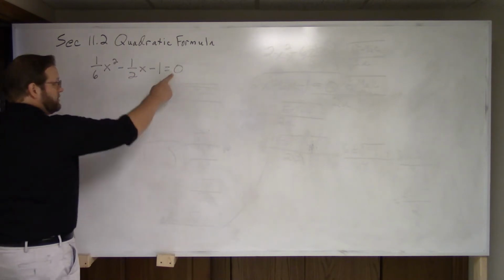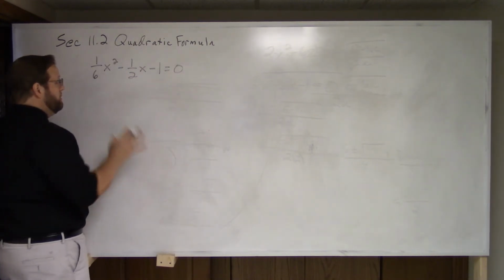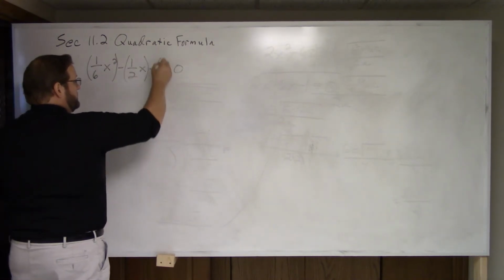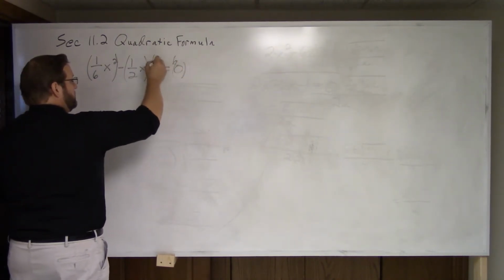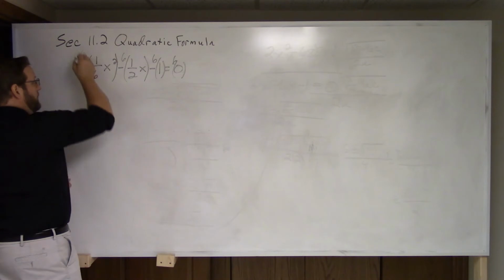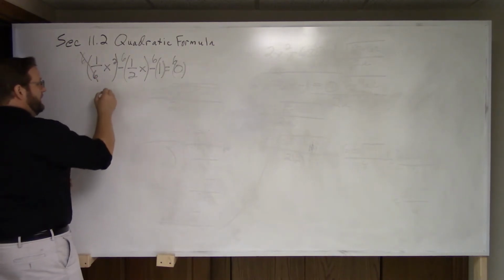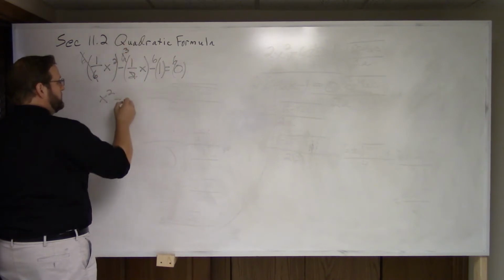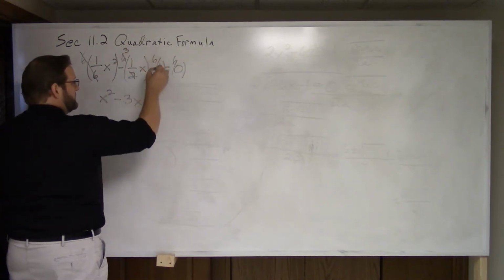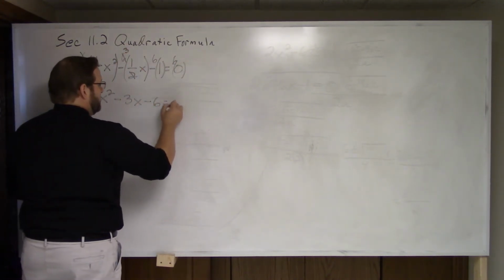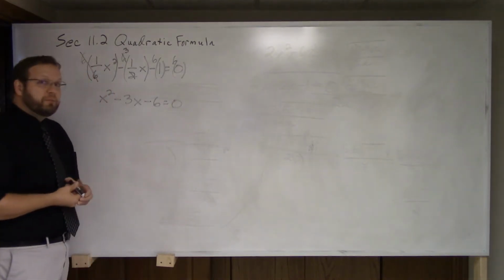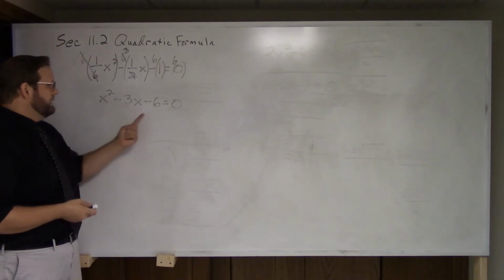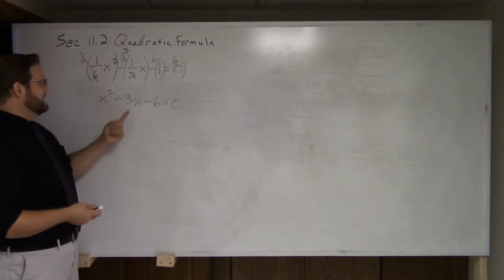So we got the 0 on one side, which is a good start. But now I'm going to multiply everything by 6. That way I get x squared minus 6 divided by 2 is 3, so 3x. 6 times 1 is 6, and we got a 0. Look at how much nicer that is. I would much rather be plugging in a 1, a -3, and a -6 than a 6th, a half, and a 1.